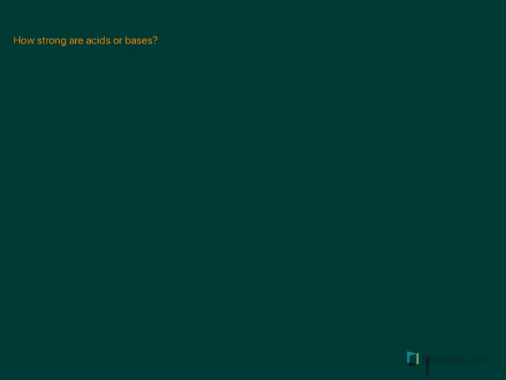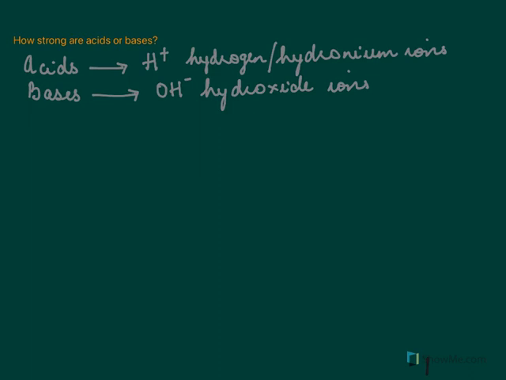In the previous lessons, we have learned what acids are. Acids are those substances that give out hydrogen ions. And bases are those substances that, on addition of water, give out OH ions, or the hydroxide ions. So again, we call them hydrogen ions or hydronium ions, and bases give out OH ions or hydroxide ions.